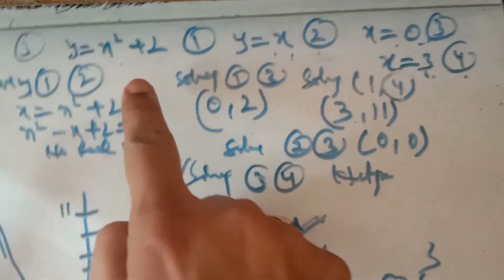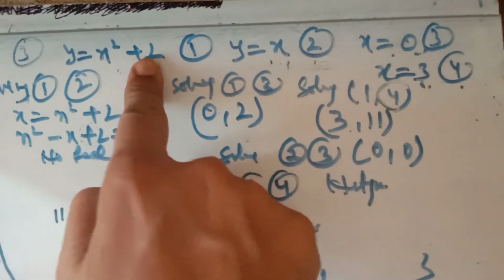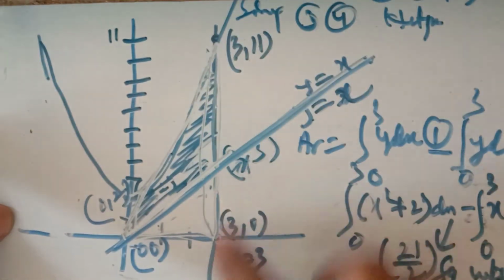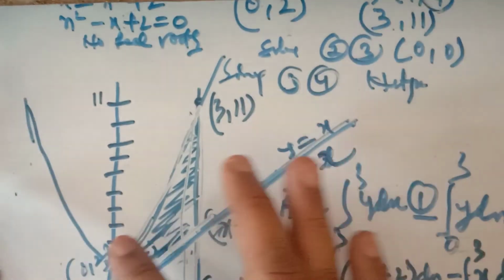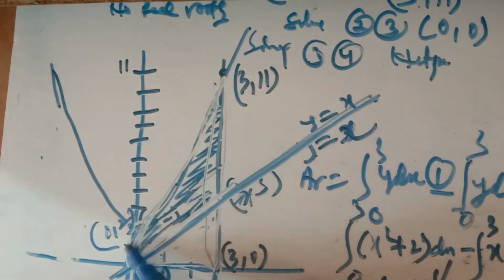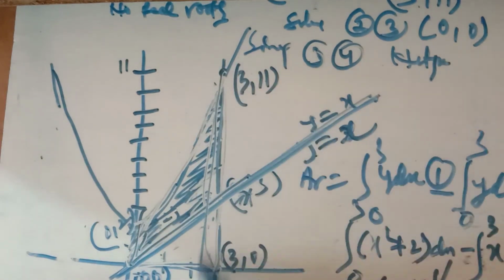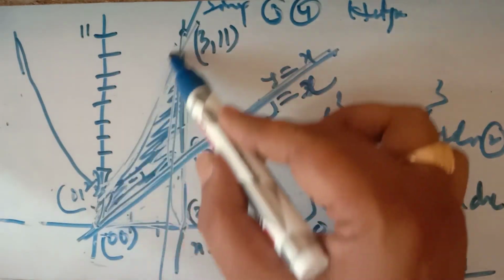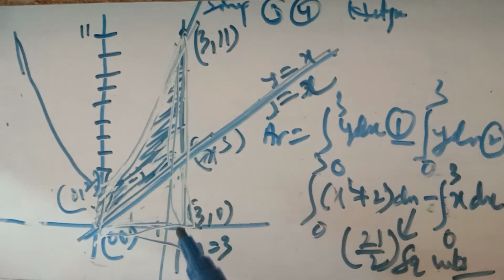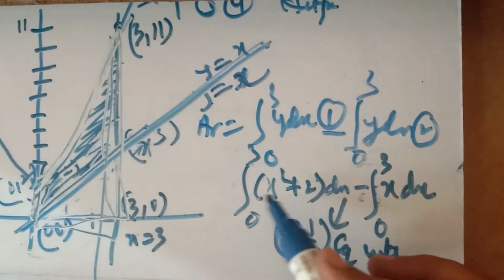Rather, four curves are there. This is a parabola not passing through the origin, and a straight line passing through the origin. X is equal to 0 is the y-axis, and x is equal to 3 is a line parallel to the y-axis. Mark the points of intersection, shade the area. You have to find this area touching the y-axis, the line x equal to 3, and the parabola. This area is obtained by integrating parabola minus line from 0 to 3. The integration is easy.